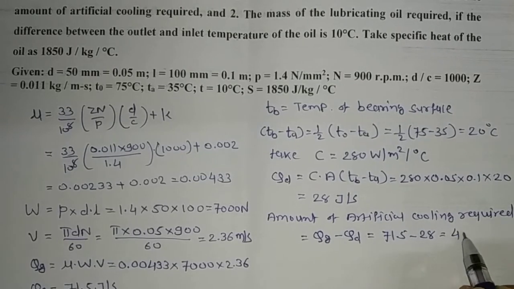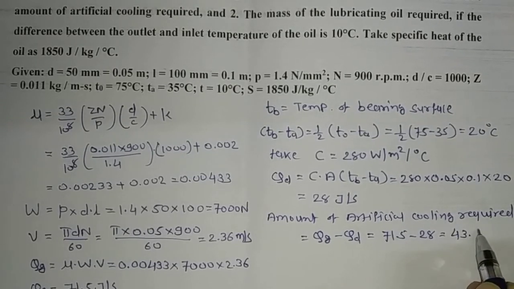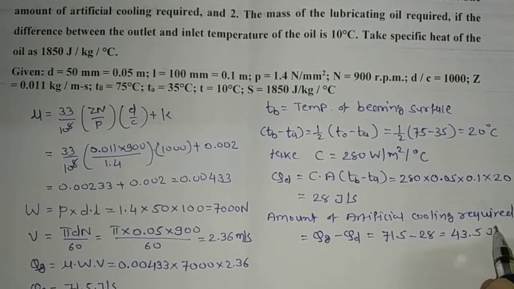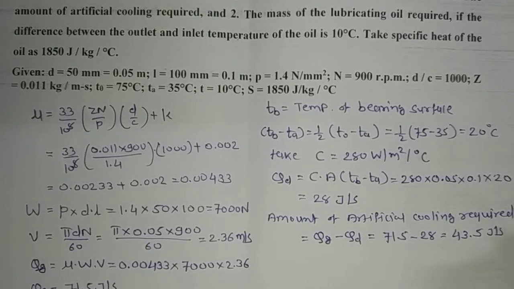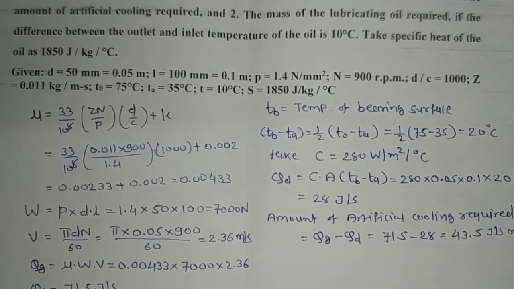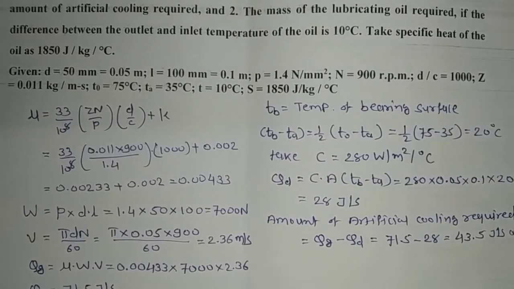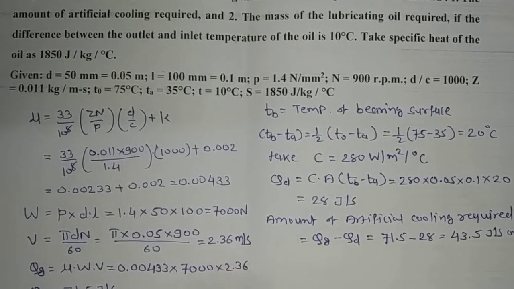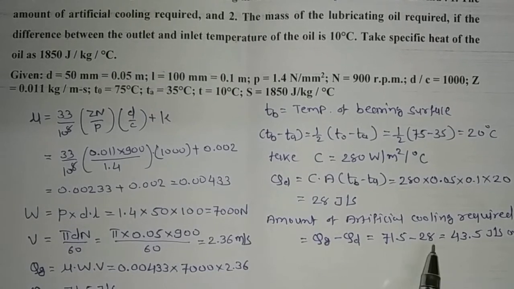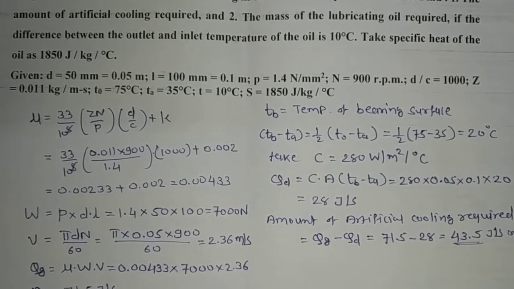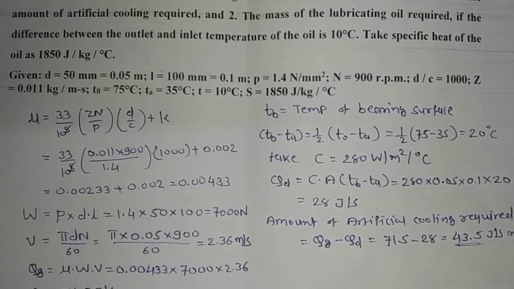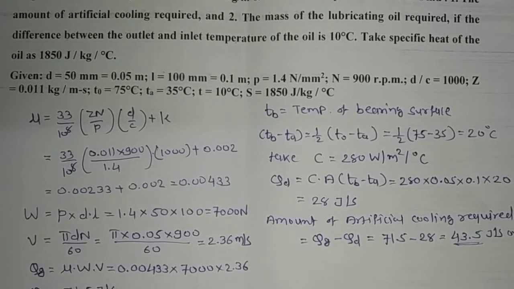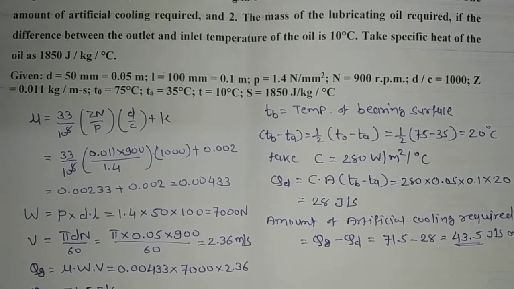So therefore it is 43.5 joule per second, or we can say watt. Okay, joule per second or watt, right? So this is the amount of artificial cooling required. This is our answer, 43.5 joule per second. Now let us find the mass of the lubricating oil required.